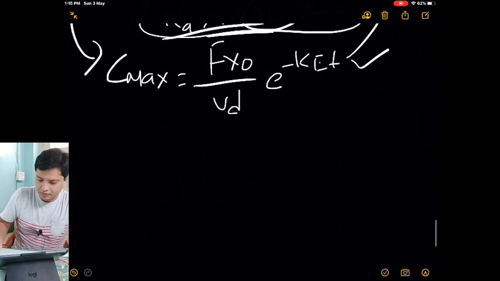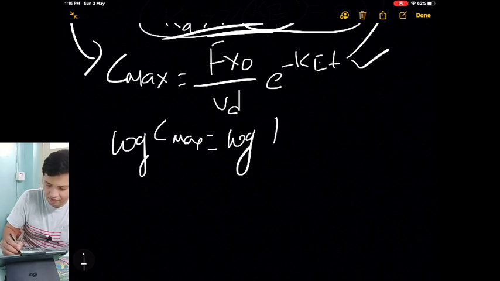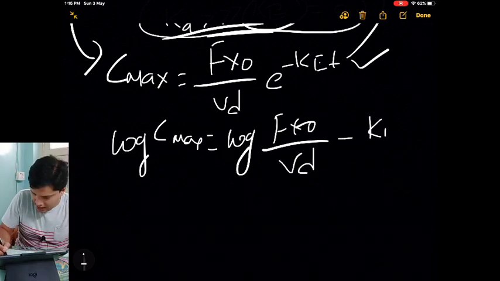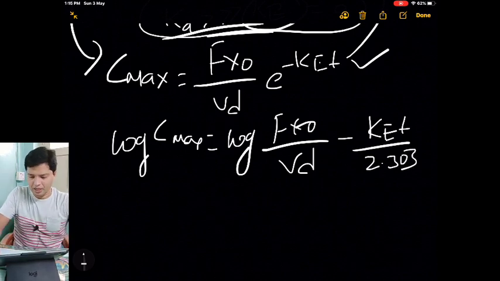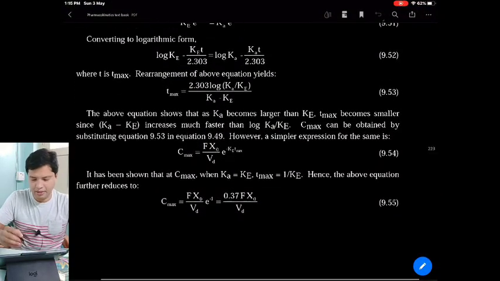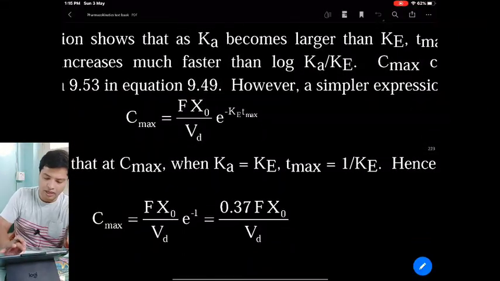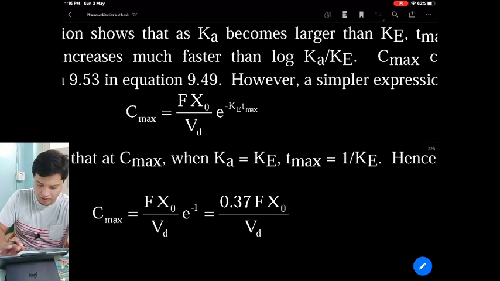Next, if I apply log, log C max is equal to log of fraction dose by volume of distribution into minus Ket by 2.303. This is the conversion factor. See this equation, he has taken only the exponent value. I will try to show you how to get this equation, how to get the value for this equation.